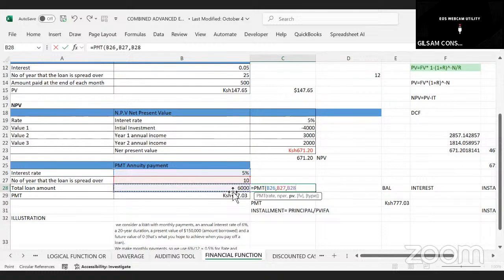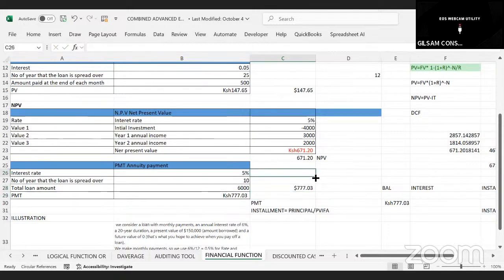So you must be keen there, looking at PV and FV. The loan you borrowed today is the present value, and then you click enter. That is negative, it shows it is a repayment. So you change the figure here by putting a negative sign, and it will come to the positive.